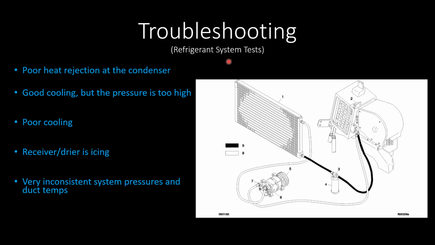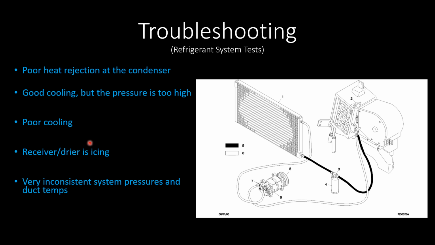Now, once you get your readings and understand, you're going to find one of these conditions. You're going to have poor heat rejection at the condenser, meaning that you take a temperature on one side of the condenser and take a temperature reading on the other side of the condenser, and you should see a drop. If you do not see a drop, what does that mean? What can that indicate, right? You can have good cooling, but your pressure on the high side might be too high, right? So your pressures might be too high. So what does that mean? If you have poor cooling, what could that be due to?